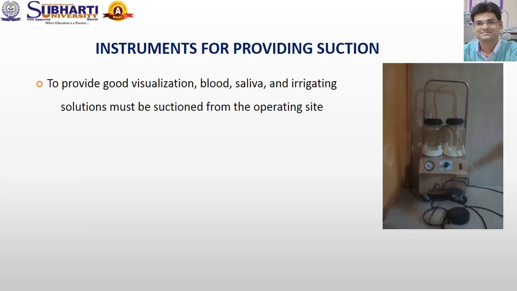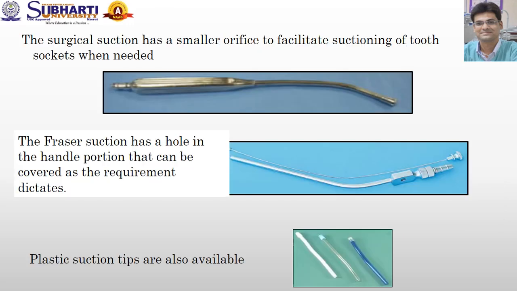Instrument for providing suction. To provide good visualization at the surgical site, blood, saliva, and irrigating solution must be suctioned from the operating site, which can be achieved with the help of the suction tip and the suction machine. The surgical suction has a small orifice to facilitate suctioning of the tooth socket when needed. The pressure suction, available in different sizes, has a hole in the handle portion that can be covered as the requirement dictates.